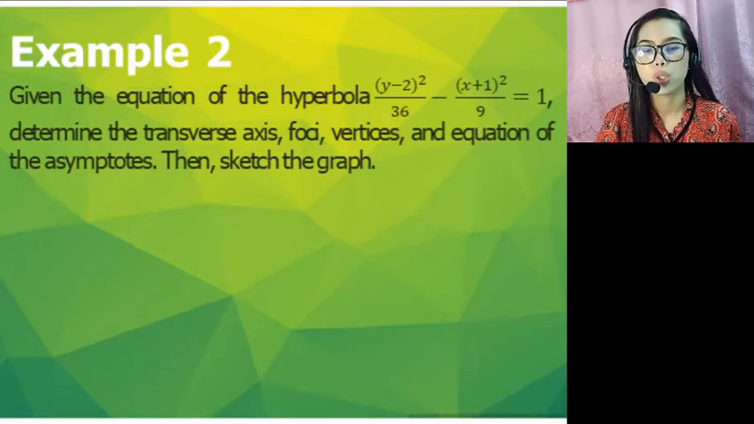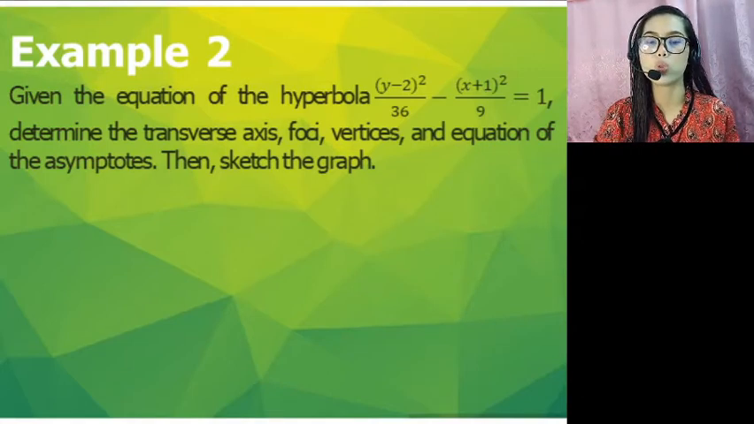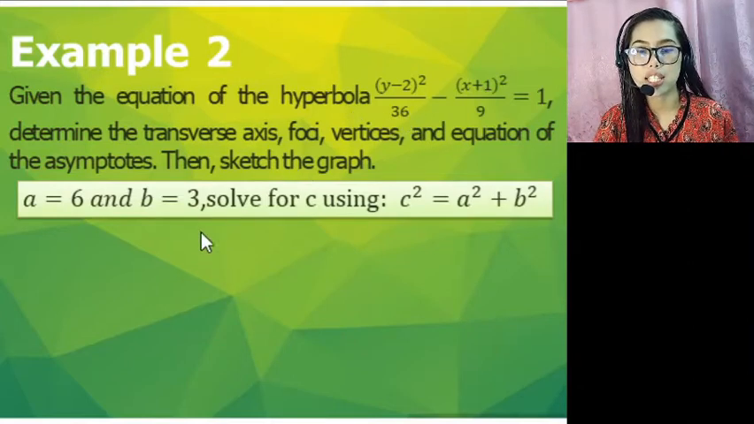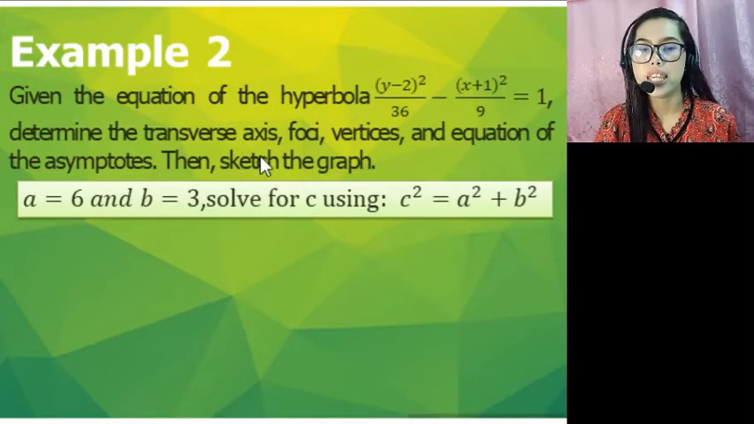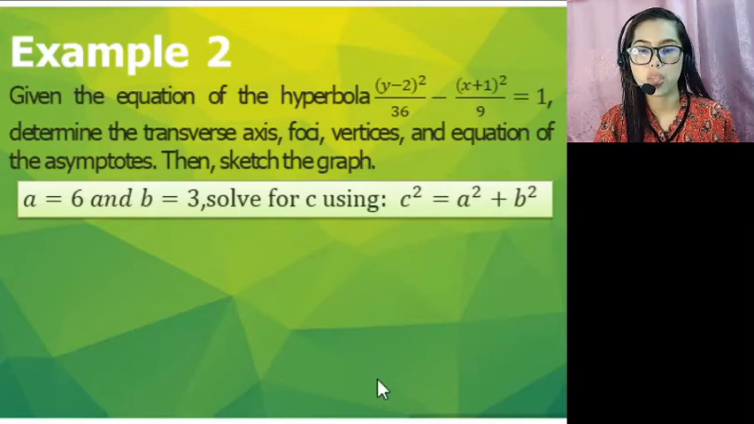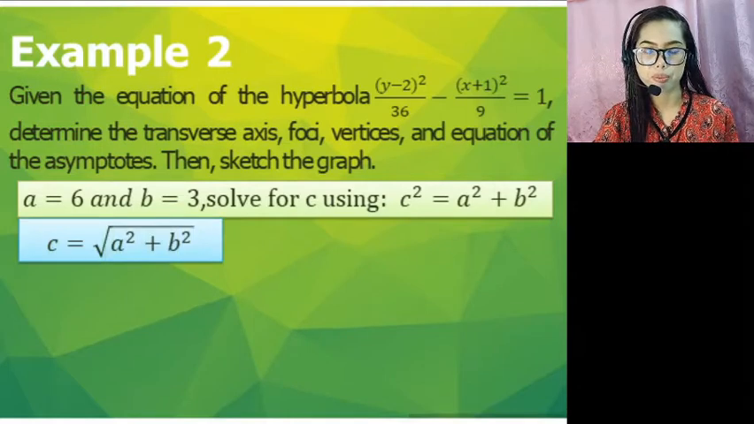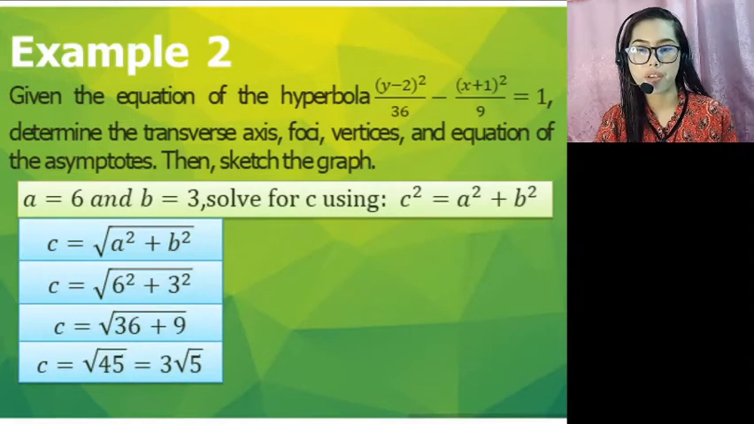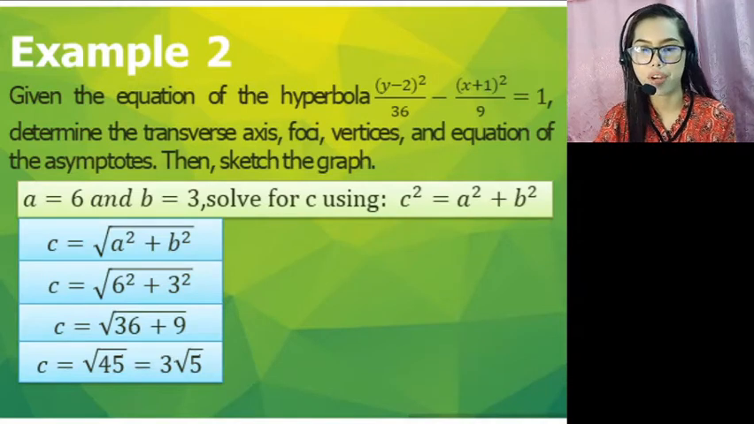Alright? So to determine the foci and the vertices, we're going to use the given. So we have our given a is 6 because the square root of 36 is 6. So a is the first denominator. b is 3, since the square root of 9 is 3. And we solve c using c squared equals a squared plus b squared. Substituting the values, we have 36 plus 9 is 45, and the square root of 45 can be simply written as 3 square root of 5.